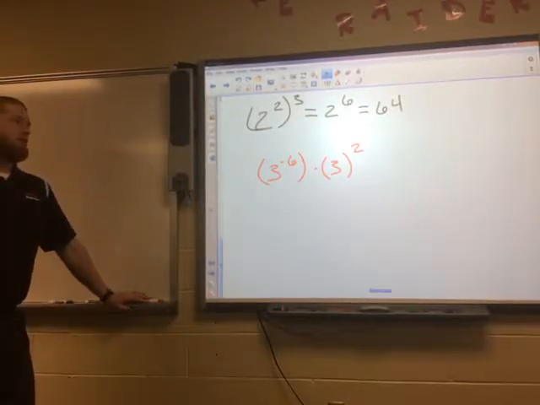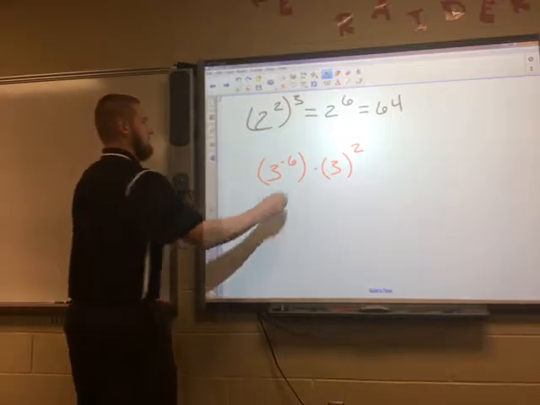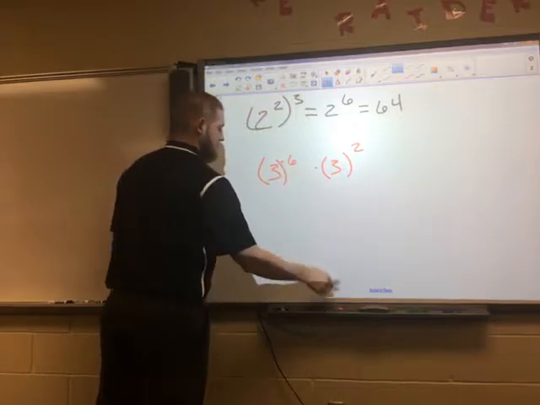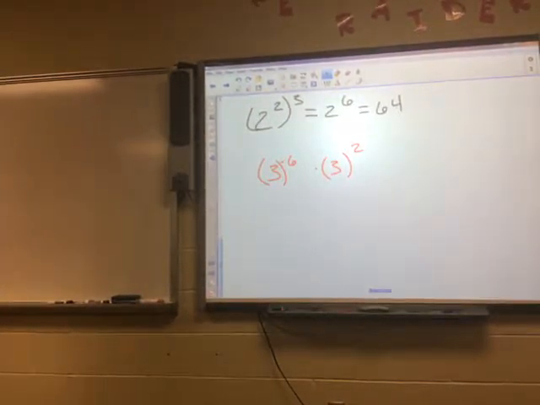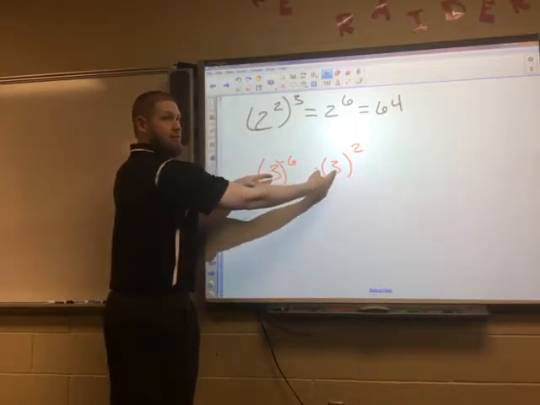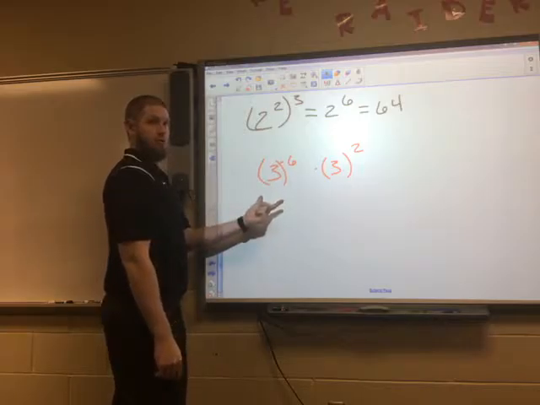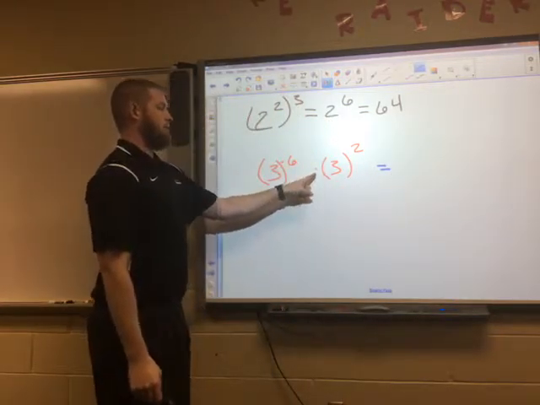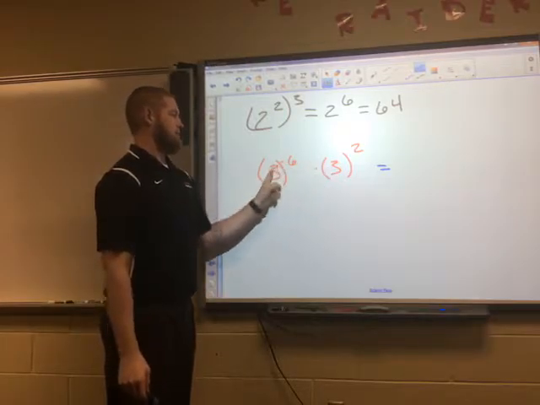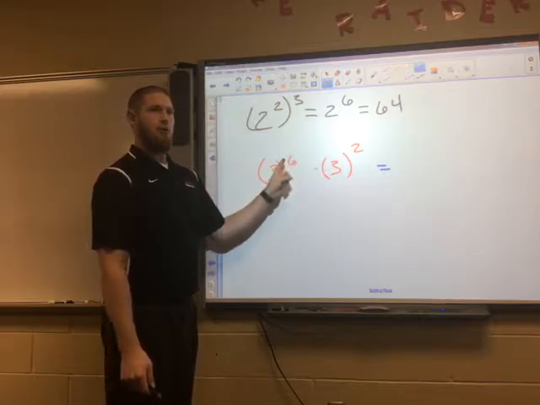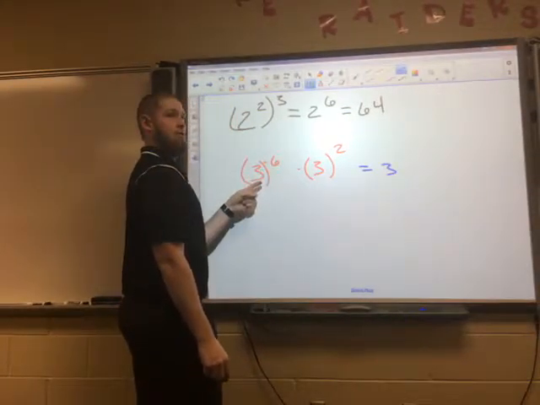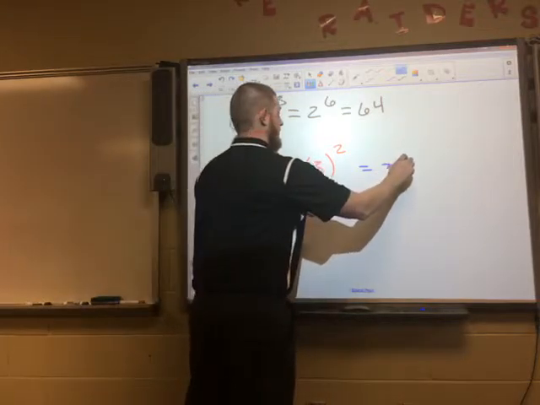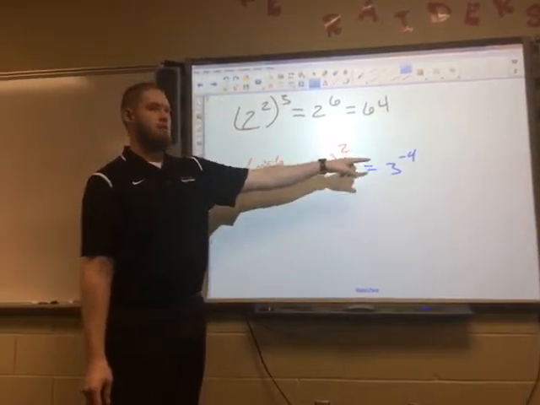What's the first thing you notice here, Derek? The first thing we should notice is that that's a 3 and that's a 3. That's a good thing because now I can combine them, right? If they weren't the same, I couldn't combine them until after I solved. If you're multiplying two bases that are the same, what do you do with your exponents? You add them. So I actually have 3 to the negative 4th. Negative 6 plus 2 is negative 4.